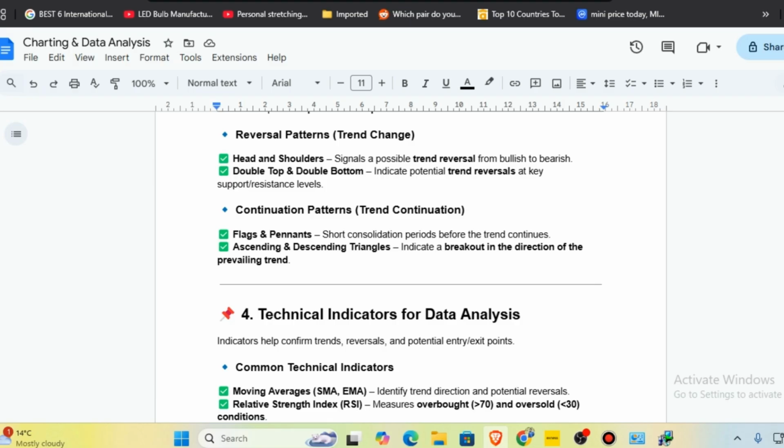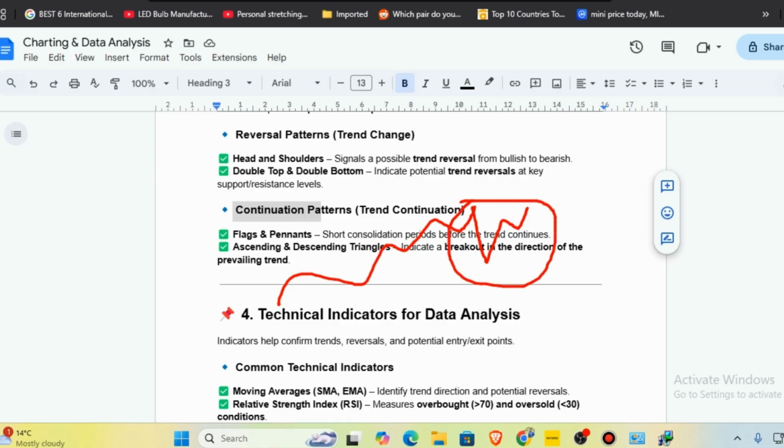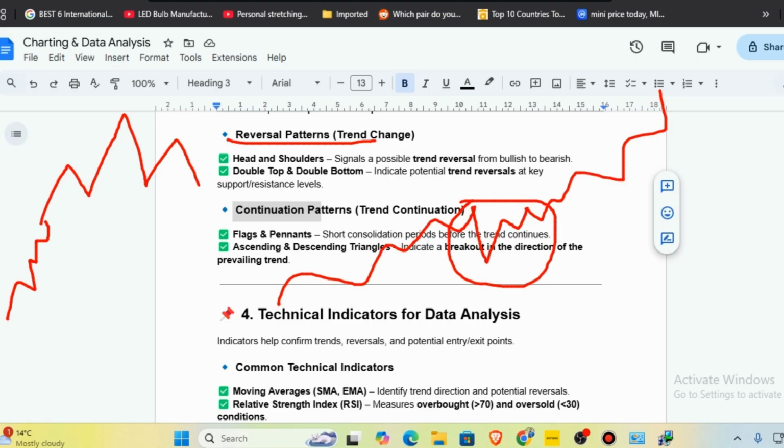So these are the continuation patterns. Continuation patterns simply mean that, for example, the market is going up, and if it forms these types of patterns, then these patterns will be considered continuation patterns, which means that the market is again going in the same direction. Reversal patterns, for example, the head and shoulders pattern is a reversal pattern. For example, the market is going up. If this pattern forms at the top of the market, then there are chances that after the breakout of this neckline, the market is going down.